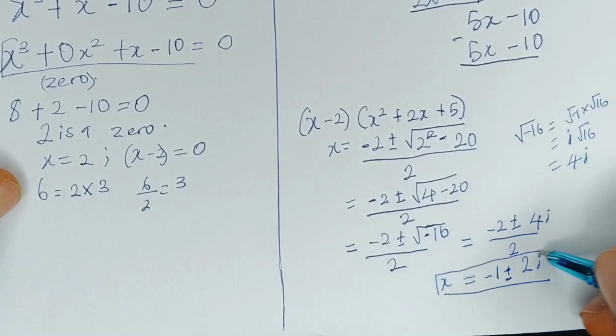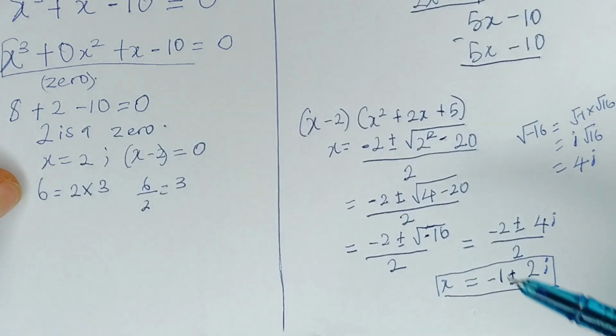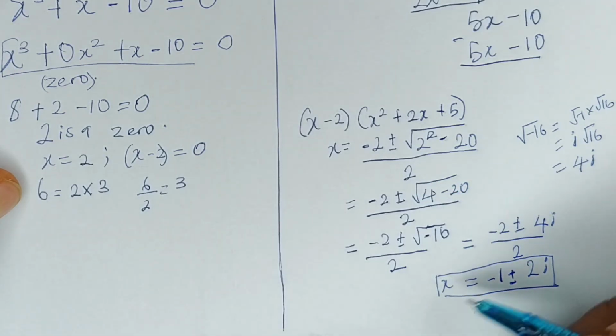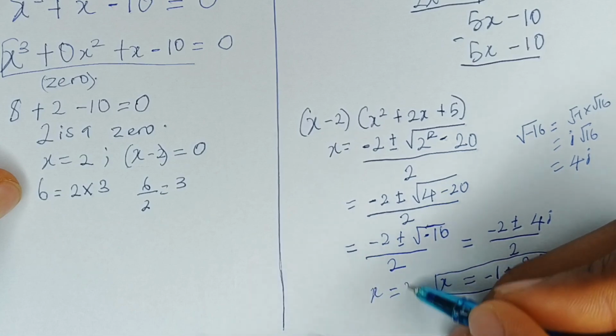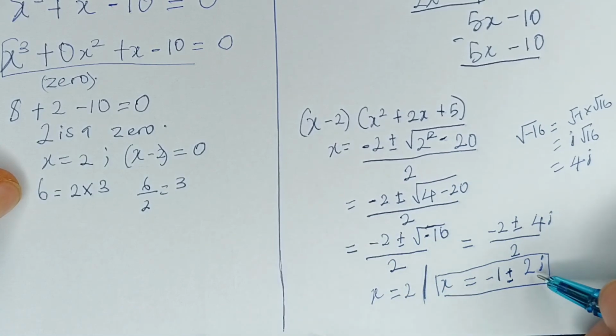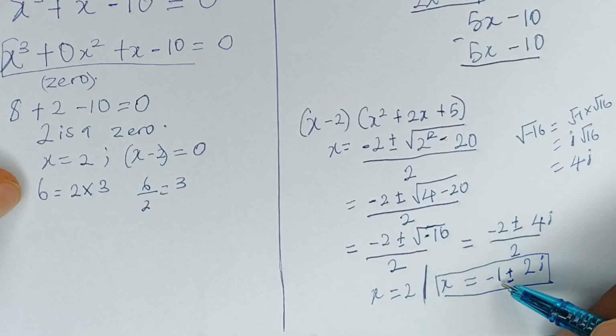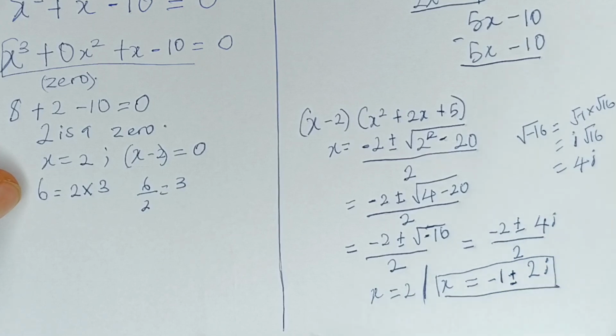From here we can conclude that x has 3 answers. The first answer we got for x is that x is equal to 2. So x is equal to 2, or x is equal to negative 1 plus 2i, or negative 1 minus 2i. So these are the values of x.